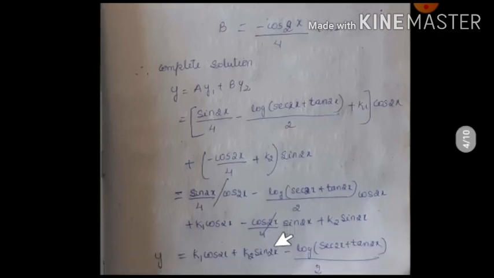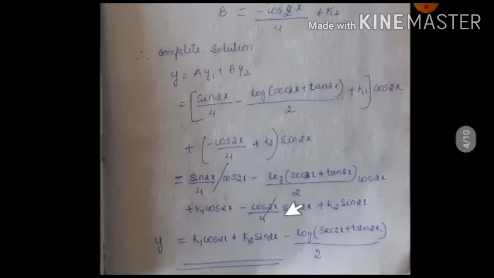So what will be the final answer? When you write the final answer, you write k1 and k2 terms first, which are the part of the complementary function we studied in the previous method, and the rest of that will be the particular integral, which we obtained using the inverse differential operator. So this is the procedure of solving the second order non-homogeneous differential equation by the method of variation of parameter.